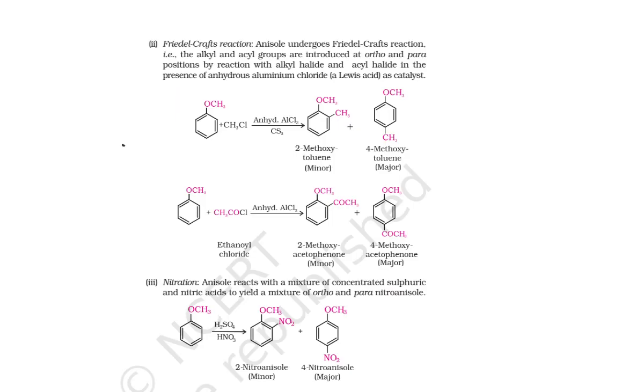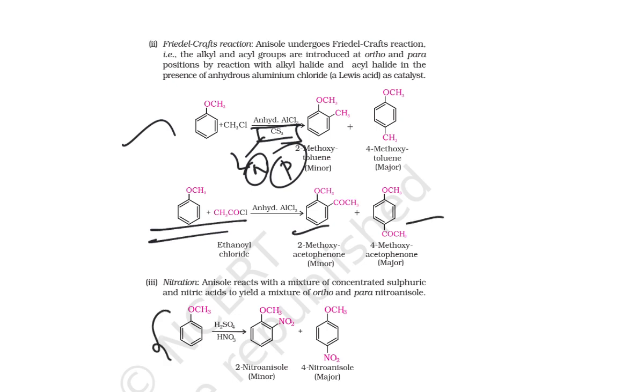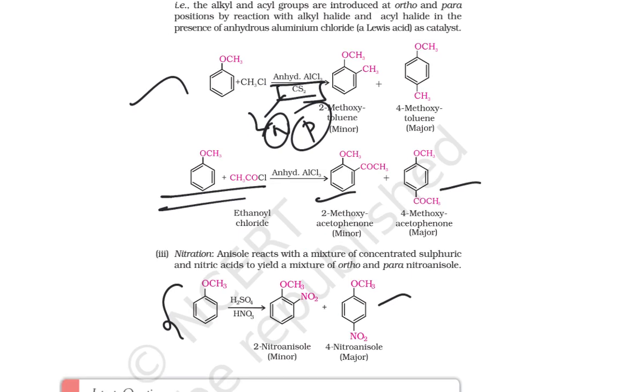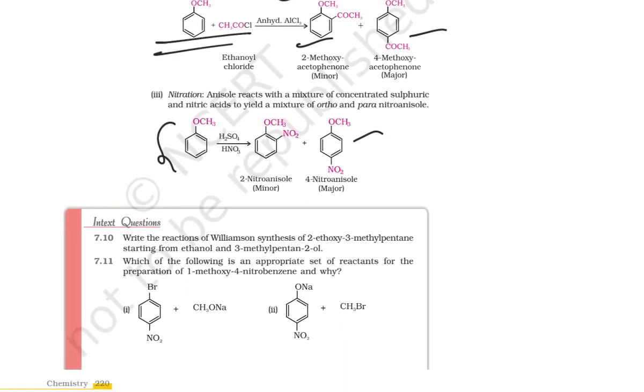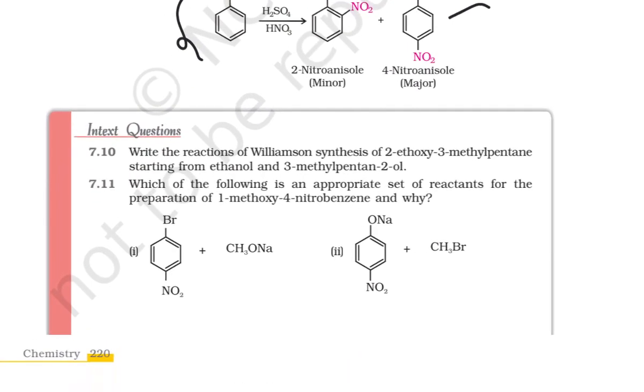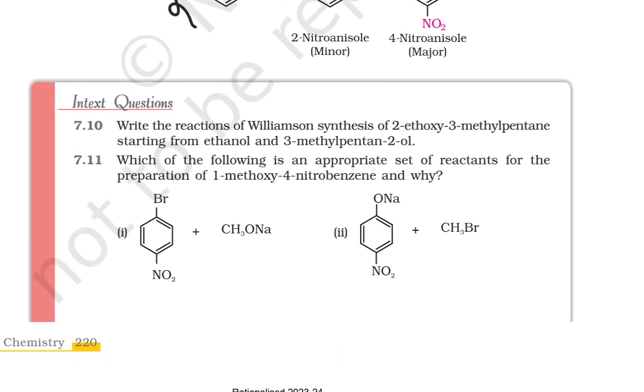For Friedel-Crafts methylation, we are using carbon disulfide. Is this a non-polar solvent or a polar solvent? Can you comment on it? Next it undergoes acylation, so ortho para product. Next it undergoes nitration, again the ortho para product. Then there is a question, 7.10. I will explain it to you.